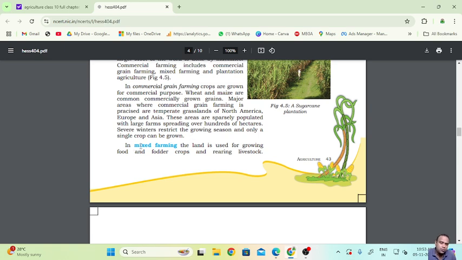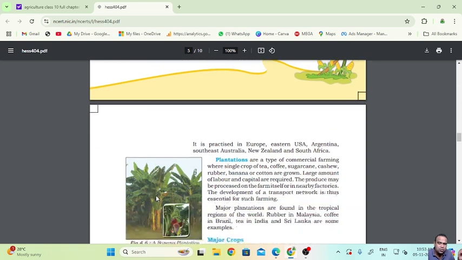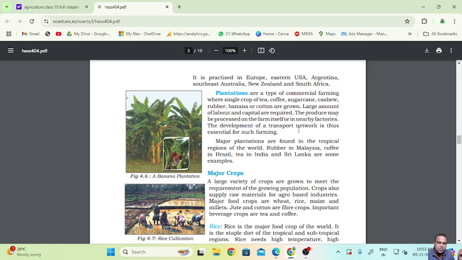In mixed farming, the land is used for food, fodder crops and rearing livestock. So in mixed farming, one part of the land is used for growing food and fodder crops and the other side is for rearing livestock. It is practiced in Europe, Eastern USA, Argentina, Southeast Australia, New Zealand and South Africa.